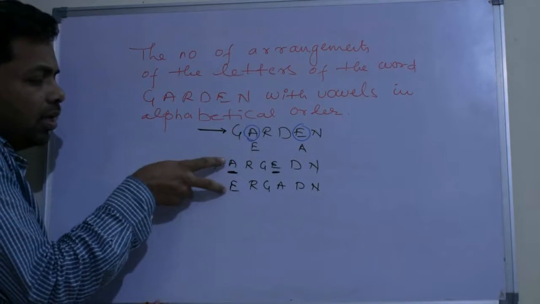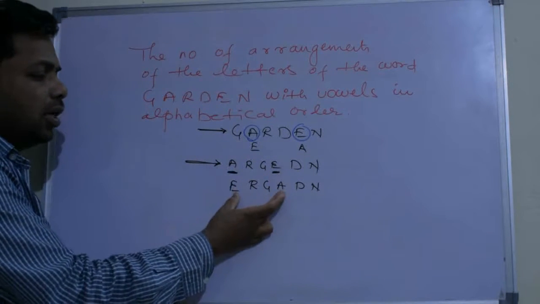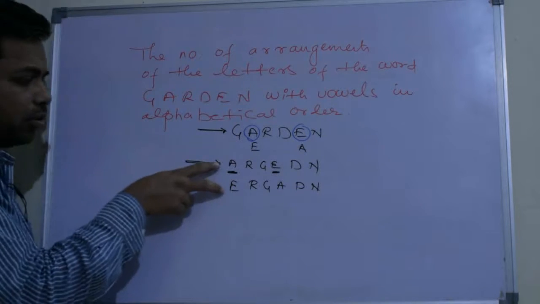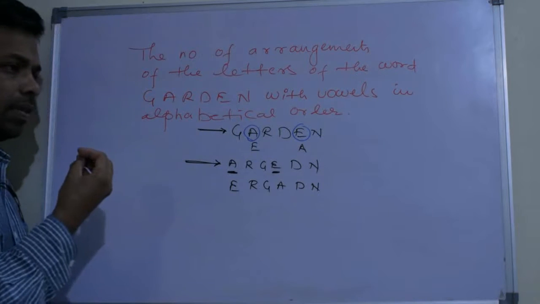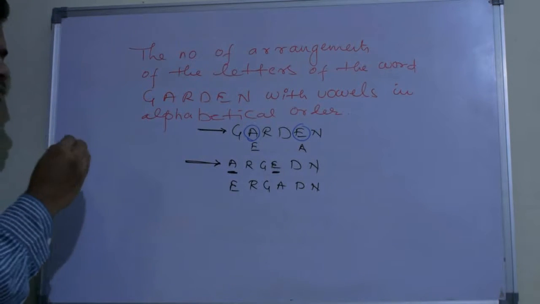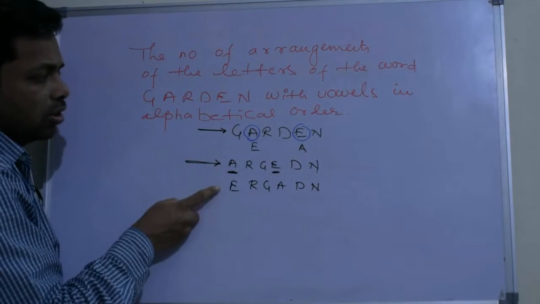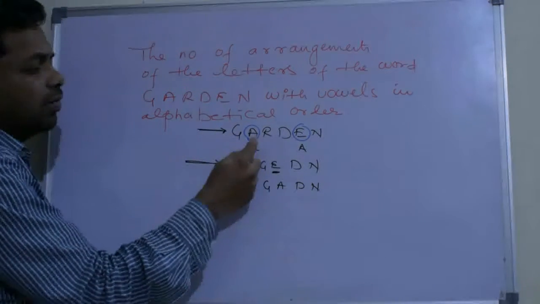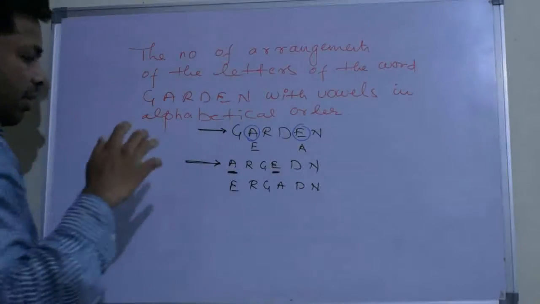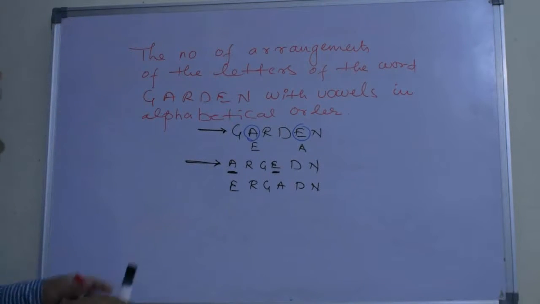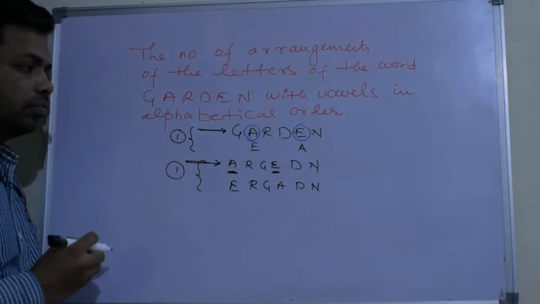For every word, there will be two words keeping in mind AE: with AE one word, with EA one word. Out of every two, how many words do we have to count? We have to count the words in which the order of vowels is AE. In garden, we have to count garden. But whenever you change it to EA, it should not be counted, because we want the vowels in alphabetical order. Therefore, for every two words, you have to count one.